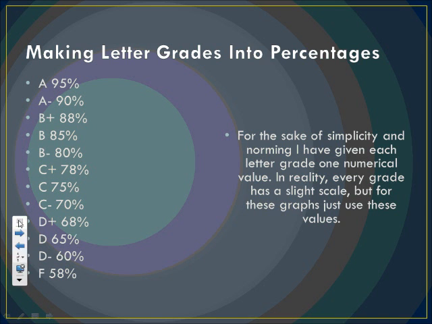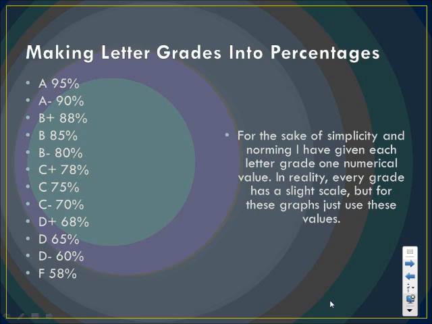So I have set up this little system here. An A, 95%, A minus is 90%, so on and so forth, all the way down to an F at 58%. For the sake of simplicity and norming, I've just given every letter grade 1 numerical value, when in reality, there's a sliding scale for every letter grade. But in this case, I say lock it in with 1 numerical value. It makes your graphing easier, and it also makes it consistent.